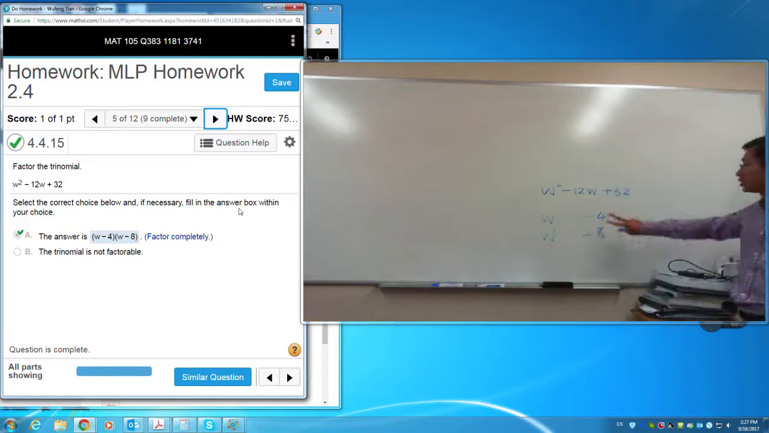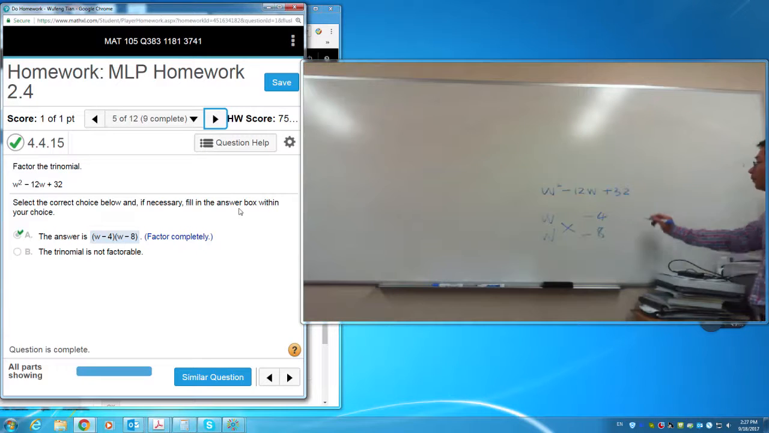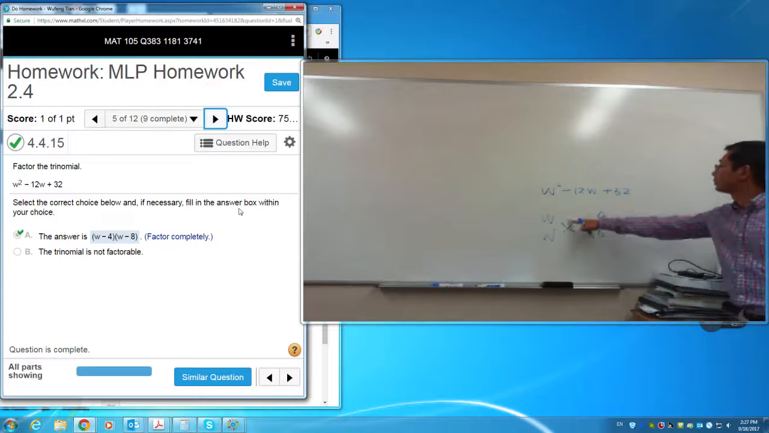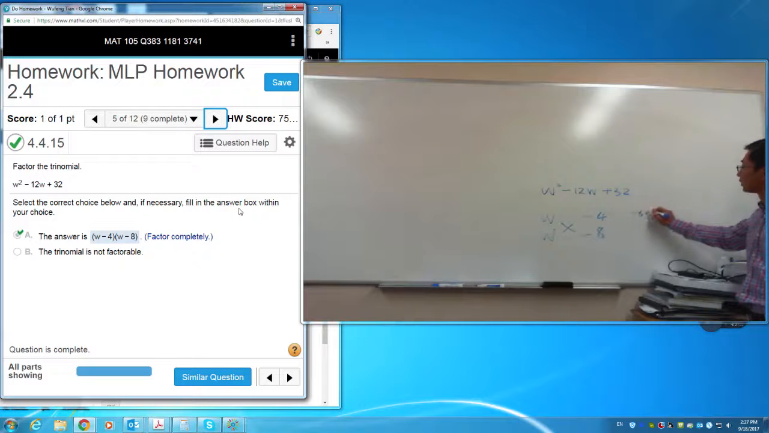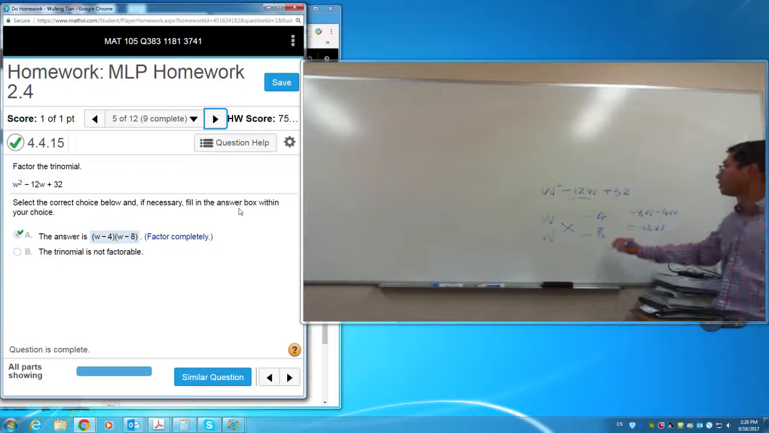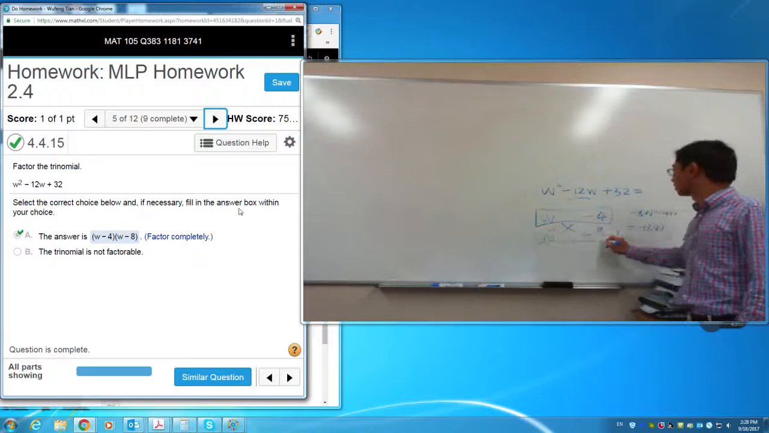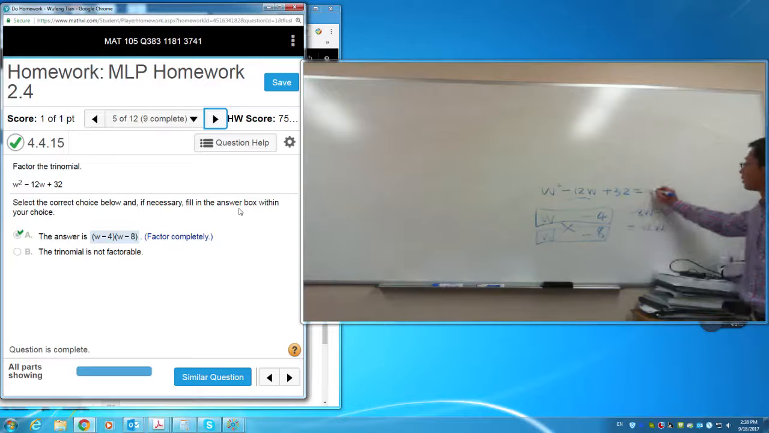On one hand, two negatives give you a positive number, and two negatives will give you a negative number in the middle. So cross multiply and check it. w times negative 8, negative 8w. w times negative 4, negative 4w. Together is negative 12w, and this is the middle one, and that's right. So my first factor is w minus 4, second factor w minus 8.